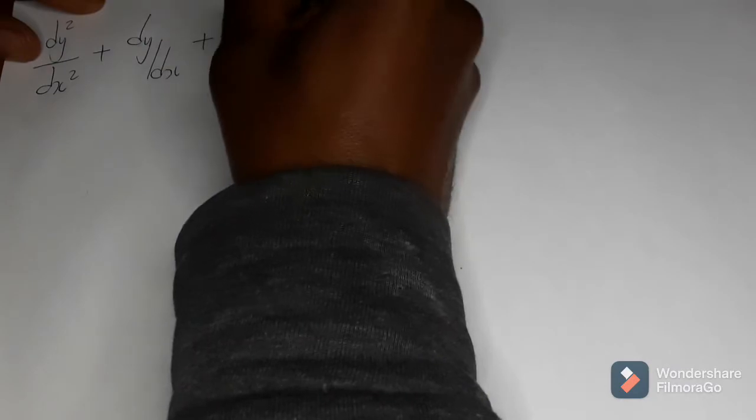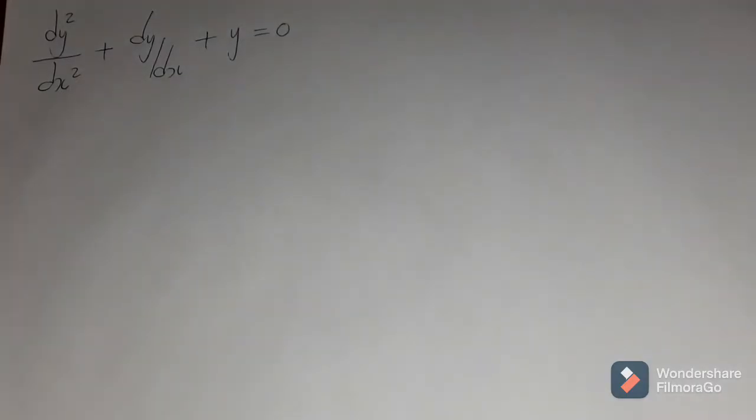So today we're gonna be doing second order differential equations. The standard formula for our second order differential equation goes like this: d squared y over dx squared plus dy over dx plus y equals 0. So this is our standard formula for linear second order differential equations.